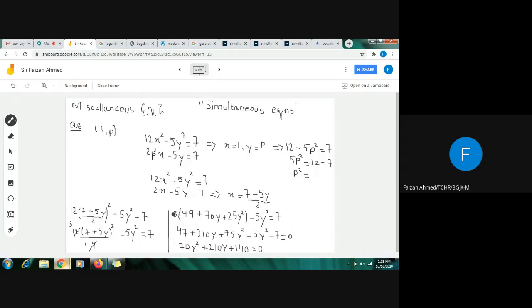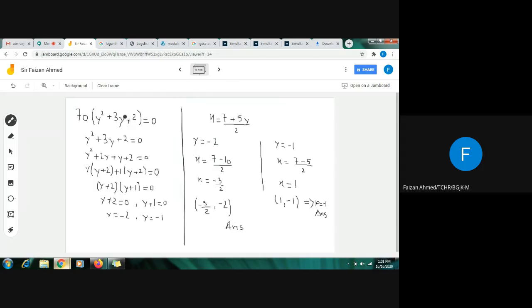And then I have to multiply this with 3, so I will multiply 3 with 49 to get 147. 3 times 70 is 210, and 3 times 25 is 75. This minus 5y² will be as it is, and this positive 7 will move to the other side. It will become minus 7 equals 0. On simplification, I will get my equation as 70y² + 210y + 140 = 0, which is a quadratic equation. I can simplify this equation by taking 70 as common, so this will become y² + 3y + 2 = 0. This 70 is being multiplied, so it will go to the other side and get divided. 0 divided by 70 is 0.